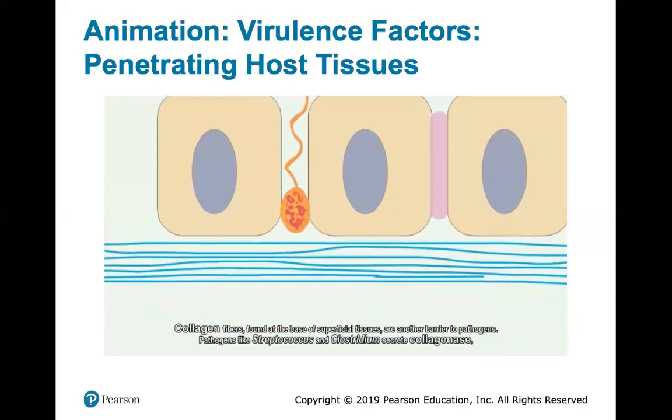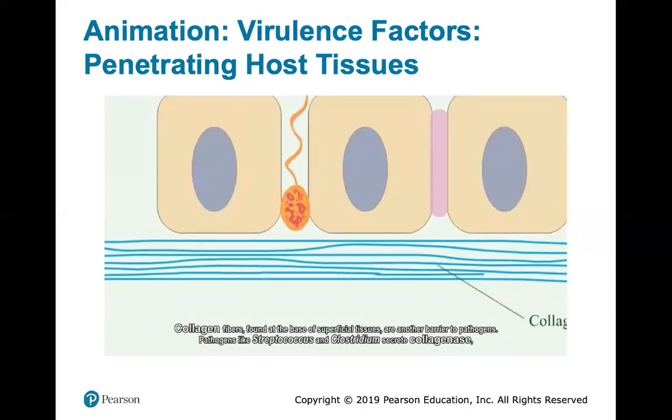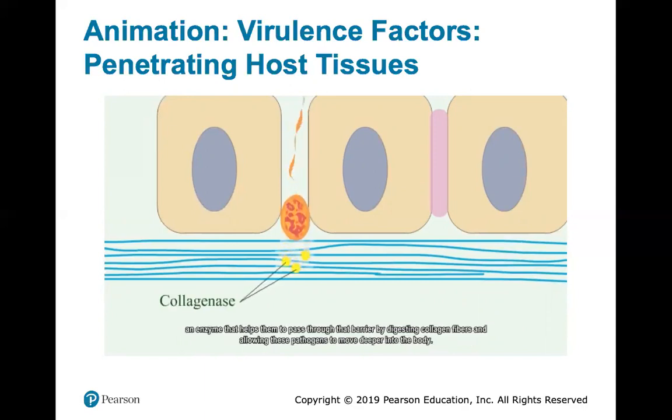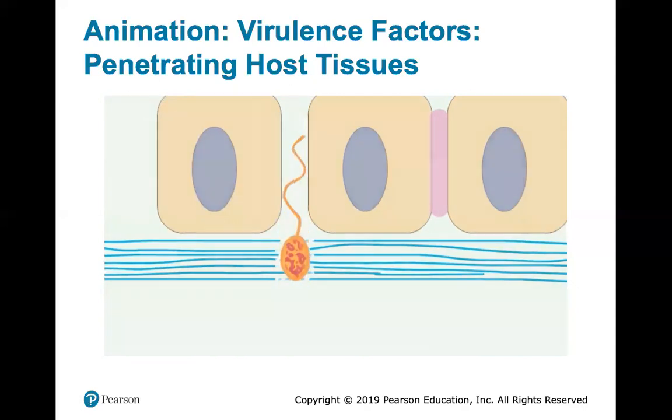Collagen fibers, found at the base of superficial tissues, are another barrier to pathogens. Pathogens like Streptococcus and Clostridium secrete collagenase, an enzyme that helps them to pass through the barrier by digesting collagen fibers and allowing these pathogens to move deeper into the body.